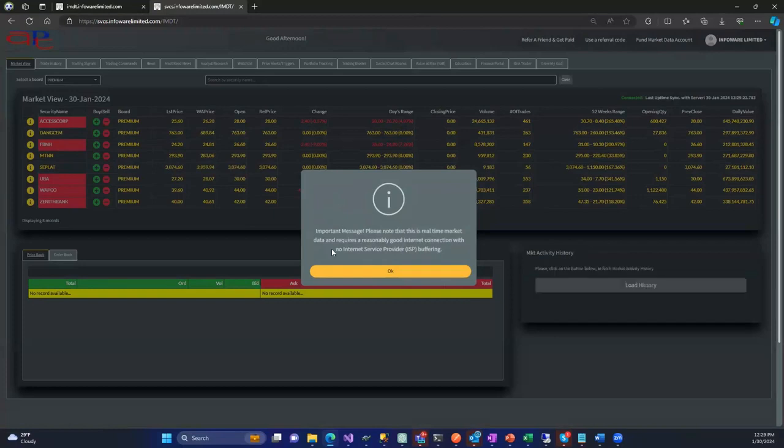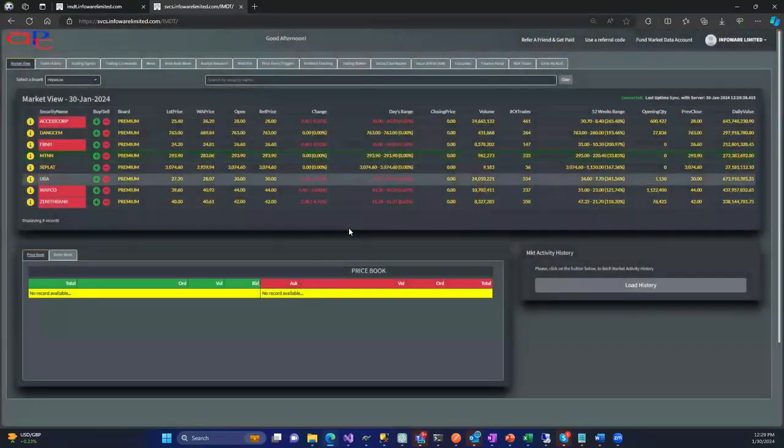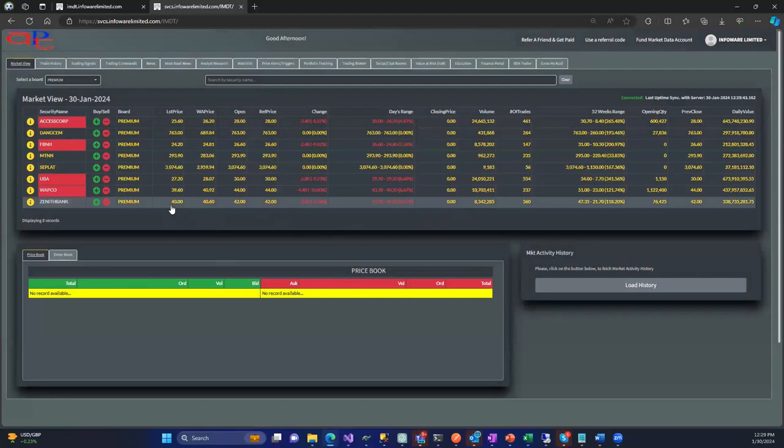One of the first things is that if you get this message, it's just an indication that because it's real-time market data, you can see the screen is already highlighting behind. And the market is actually open. It's 12:29 right now, so it's open. Be aware that ISP buffering sometimes can affect this. When you see those blinking items, like Zenith Bank, it means the price just changed at that point in time.